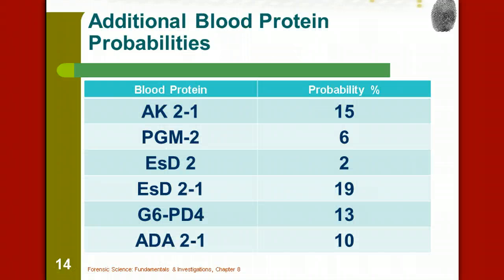Now, on the back of your packet, there's a blank page. Record these additional blood proteins and their probability because you will need them for the probability problems that we're going to work on in class.